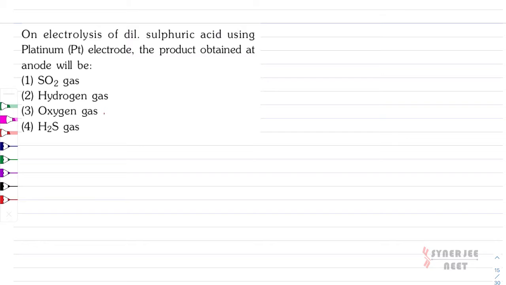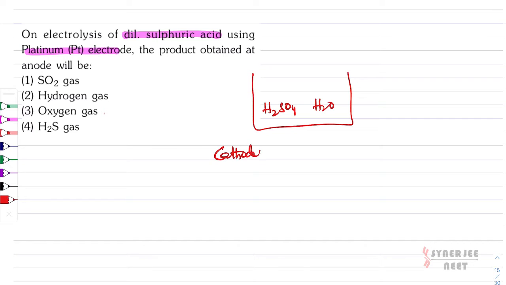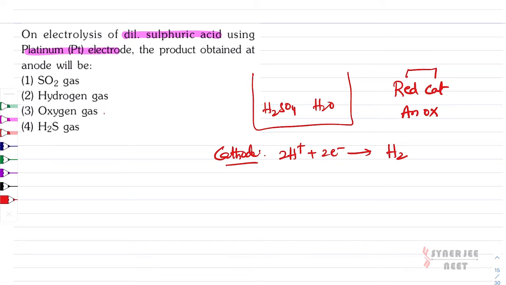In an electrolysis of dilute sulfuric acid using platinum electrodes, what will be obtained? See, dilute sulfuric acid contains H2SO4 and water. Now, when you electrolyze this, at the cathode, H plus will be reduced and becomes H2. You can remember a shortcut like this: red cat, an ox. Which says that reduction happens at the cathode and oxidation happens at the anode.